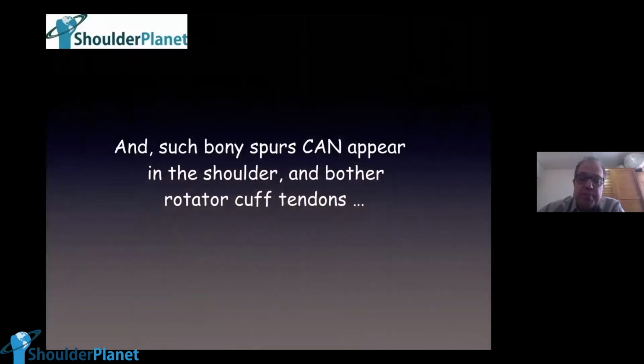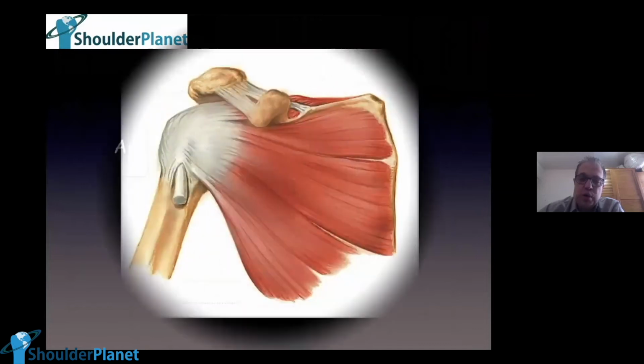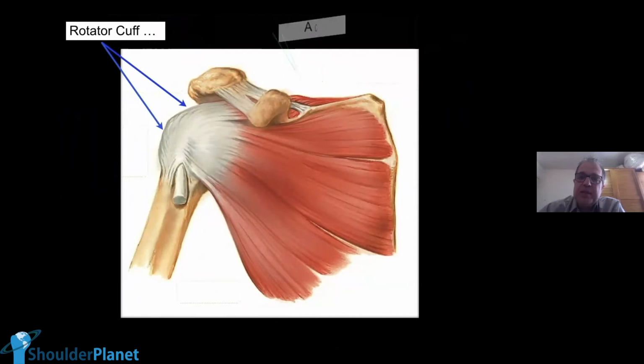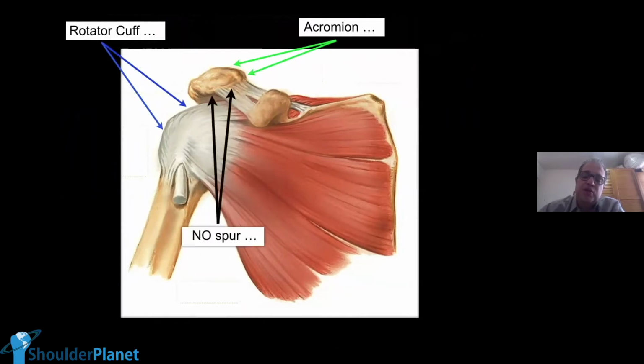And such bony spurs appear in the shoulder and they can bother the rotator cuff. So this is a very normal shoulder. This is the rotator cuff, a group of four tendons that work together. There is a bone above the rotator cuff, which is called the acromion, part of the scapula. But in this case, I see no spur. So there is no abnormal contact of the acromion with the rotator cuff, only physiological. Physiological means in medicine what is normal. Pathological means what's not normal and related to diseases. So here I see no spur.